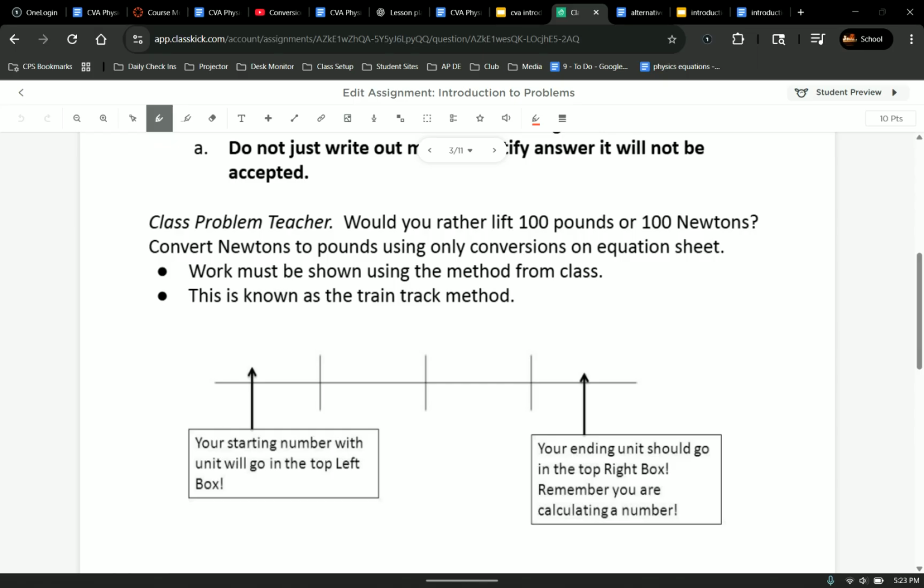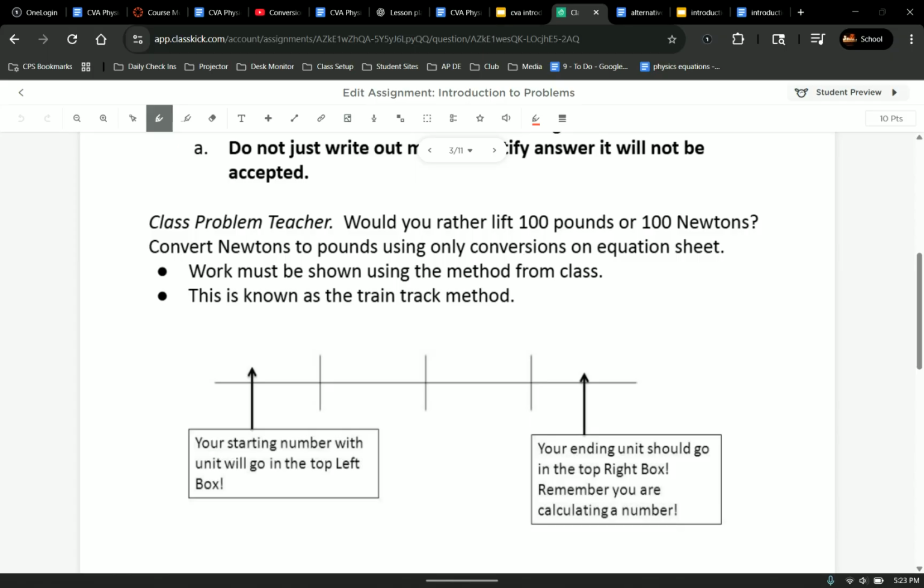So this first example we're going to do is, would you rather lift 100 pounds or 100 newtons? Now, newtons are the force unit for the metric system. So it's equivalent to pounds. It's the metric equivalent of pounds. We don't use newtons. So when I tell you something weighs 100 newtons, you're like, I don't know. Is that more than 100 pounds or less than 100 pounds?